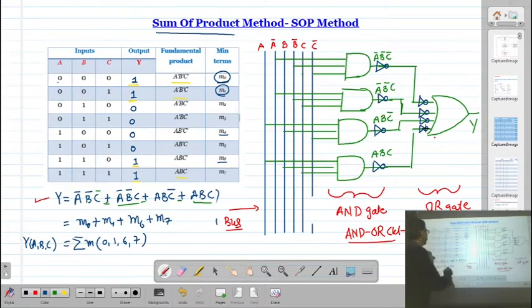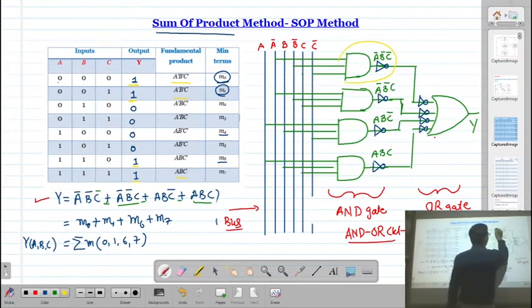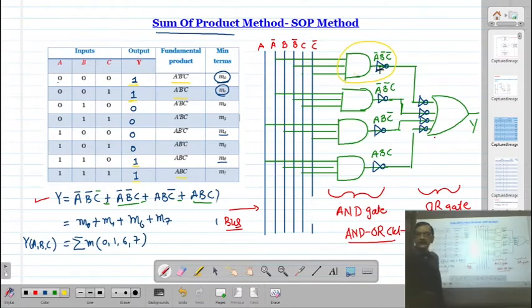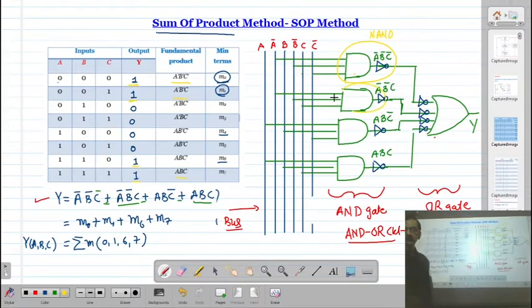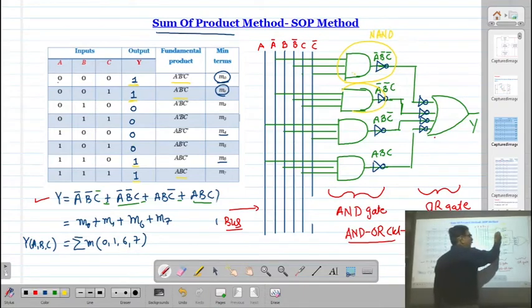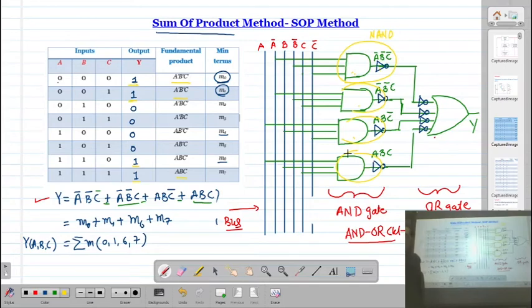Now what does this indicate? Here, this is my AND gate with the NOT gate. So it is representing a NAND gate. This one is a NAND gate. Same way, this is also a NAND gate. Correct? So if you take the combination of AND with a NOT gate, then all this combination is representing the NAND gate. So I can replace it directly with this NAND gate.